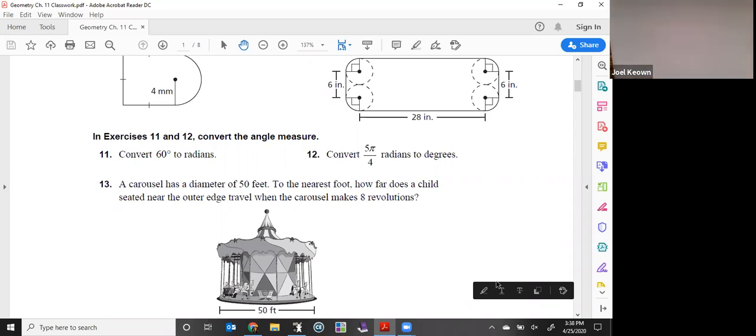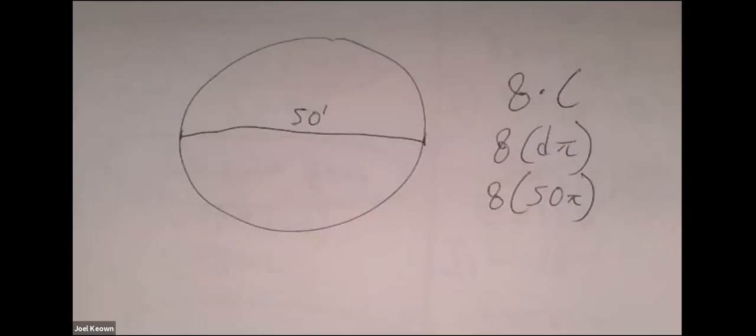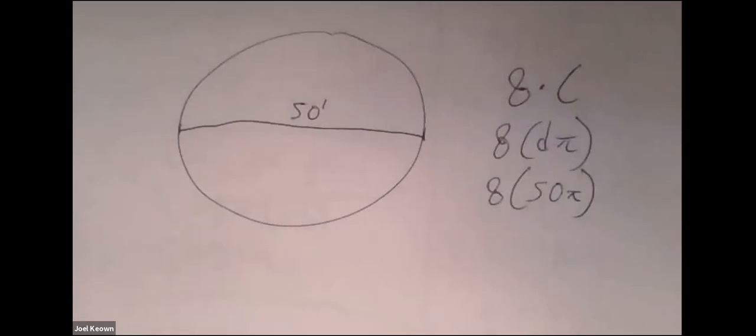Diameter times pi. Okay. So 8 times c, which is going to be 8 times diameter times pi. I know that my diameter is 50, so 8 times 50 times pi. And because this is more of a real world problem, in real world, we don't want to leave pi in our answer. We'd rather just round to a decimal. So I'm actually this time going to plug this into my calculator and get a decimal answer. Okay. Here, so you can see what I'm doing. All right. I'll put my calculator up.